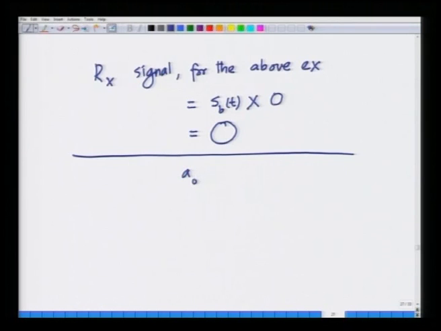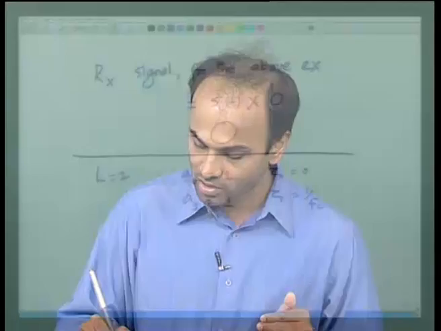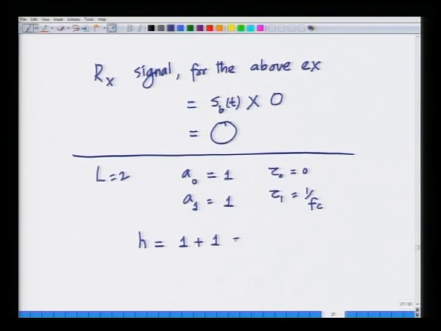So, even though you are transmitting a signal, because one path is delayed compared to the other path, they are cancelling each other, and as a result you are not getting any signal at the receiver. Now, as an alternate to that, consider another scenario where, again considering L equals 2 paths, A_0 equals 1, A_1 equals 1, however the delays now are tau_0 equals 0 and tau_1 equals 1 over fc. You can easily show in this case that the coefficient is h equals 1 plus 1 equals 2, and hence the received signal is y_b(t) equals s_b(t) into 2 equals 2 s_b(t).